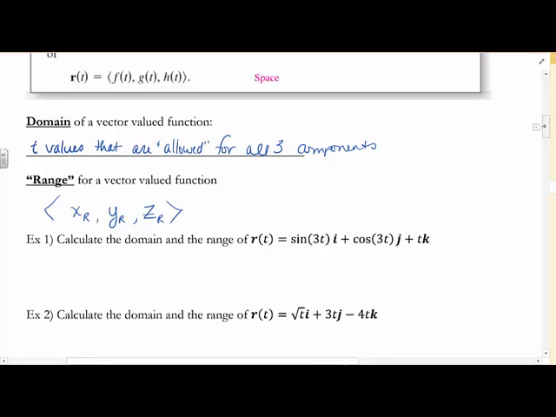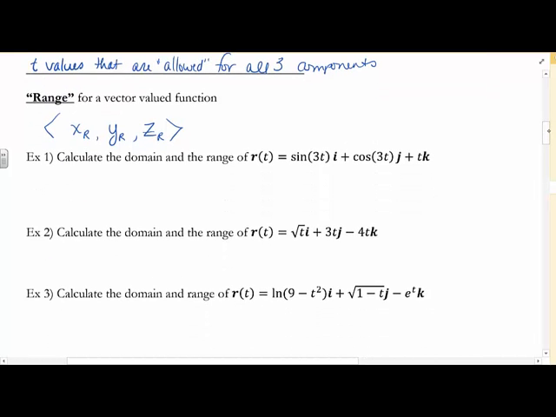So let me kind of explain here. If I want to find the domain and range of r of t equals sine 3t i, cosine 3t j, and t k, first my domain are the values of t that can be input. Well, sine has values of t of negative infinity to infinity, cosine as well, and t by itself can be anything it wants. So our domain is going to be negative infinity to infinity, and remember, that means t is negative infinity to infinity, not x, okay?